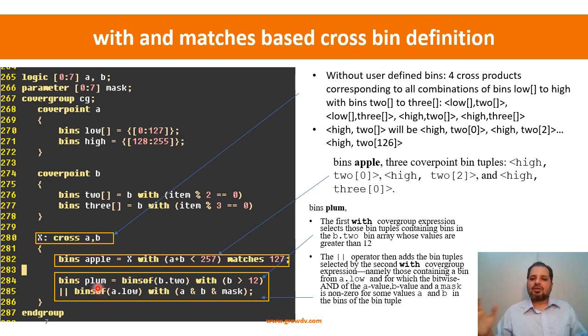So plum will have these multiple matching bins, and whenever any of those tuples take place, the bin count for plum will be incremented, and those bins will be removed from the automatically generated bins. That is how the bin selection criteria for the cross works, in order to merge multiple values into a single value. We have not used ignore bins in this particular example, so we will look at it in the next example.